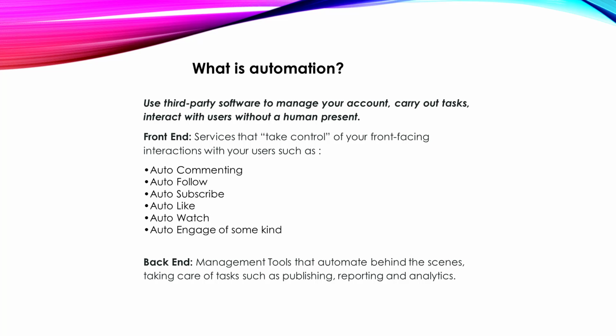The second type of automation is the back-end automation, which really consists of management tools that automate behind the scenes. And we're talking about publishing, reporting, analytics, this sort of thing, publishing or scheduling your posts and so forth. That is not the subject of this video, because those particular parts of the automation are good. They're an aspect that just helps you in your business and helps to be a lot more efficient in managing your process. So let's dig in further on the front end, and we'll see what this actually means in relation to different platforms.